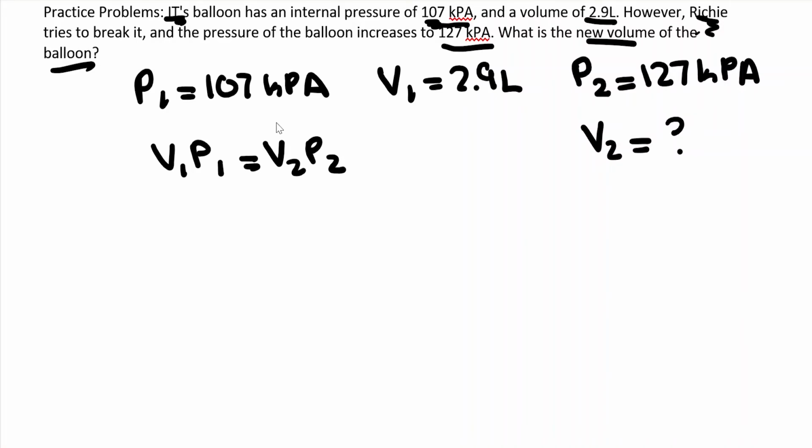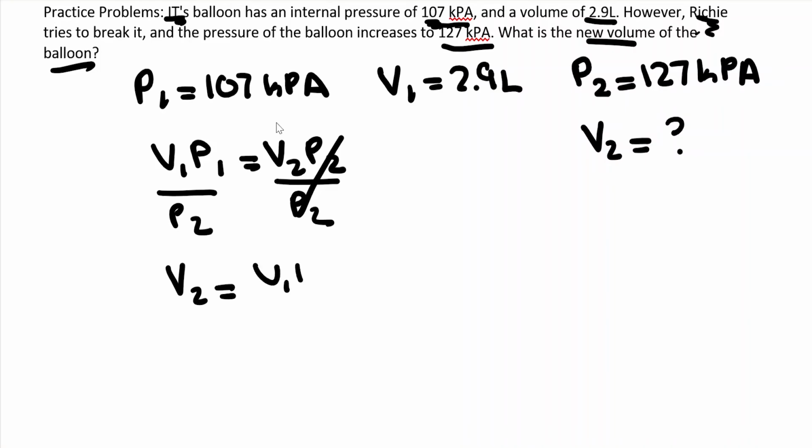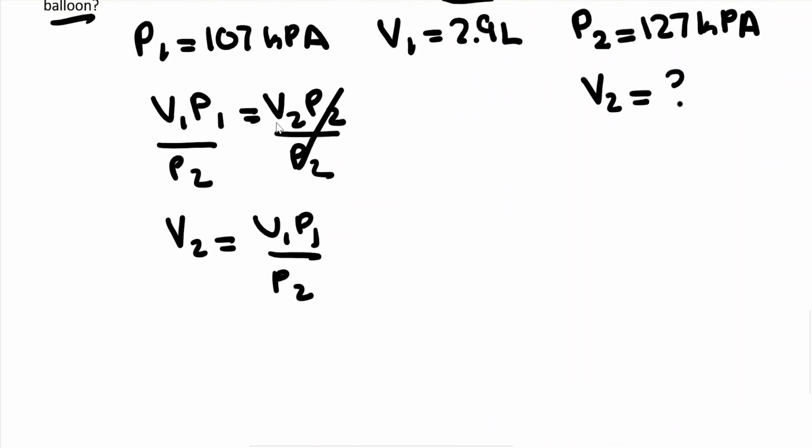So what we do here is you want to solve for V2. You're going to divide both sides by P2, right? Because then P2 is what cancels out here, leaving V2 by itself. So you're going to get V2 is going to equal V1 P1 over P2. All right. Now we can substitute the values in from above.